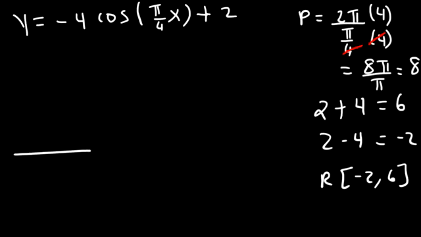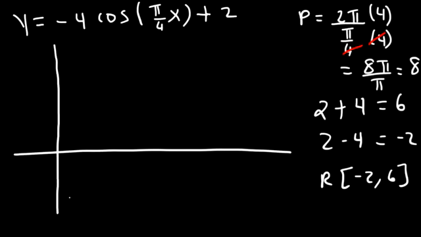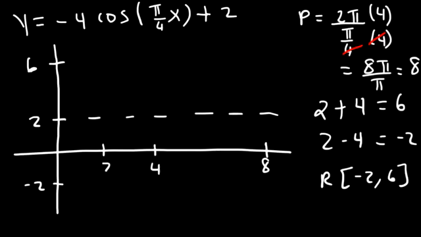So the majority of the graph is going to be above the x-axis. So first, let's draw a midline, which is at positive 2. Then this graph is going to go all the way up to 6 and down towards -2. And 1 period is equal to 8. Half of 8 is 4. Half of 4 is 2. 2 times 3 is 6. Or if you average 4 and 8, 4 plus 8 is 12. Divided by 2, you get 6.